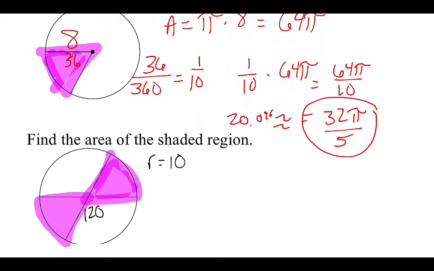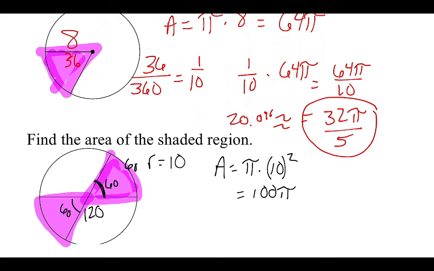Well, if I can find the fraction of the circle that I have, then I can figure out how much of the area is being shaded. So let's just start by finding the area of the circle. The total area of the circle would be pi times the radius of 10 squared, which is 100 pi. But I need to know what is this central angle that's being cut off. Well, that angle is a linear pair with the 120, and linear pairs have to add up to 180, so that central angle is 60, which means this arc is 60. But that 60 degrees is also vertical to this angle, so that's also 60, which means this arc is 60.